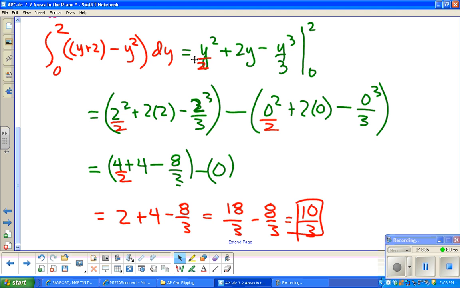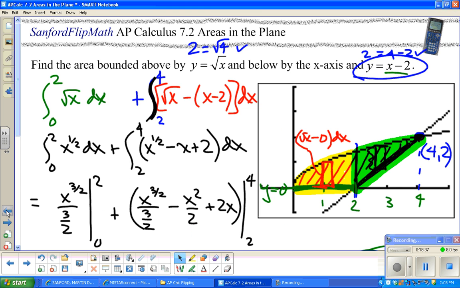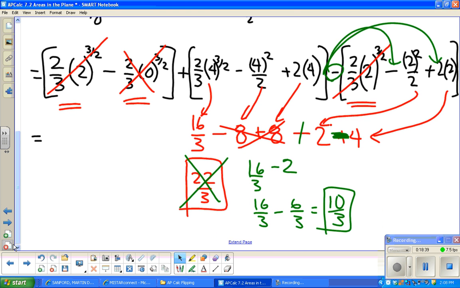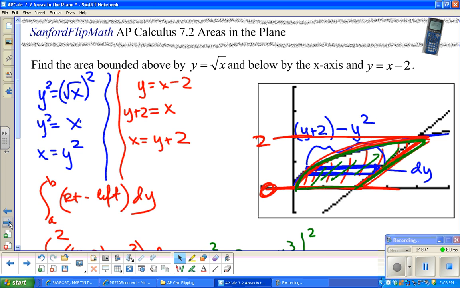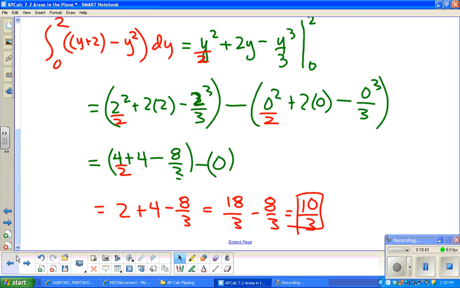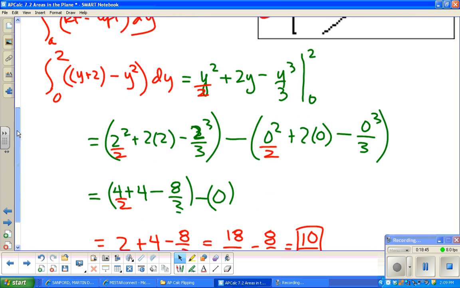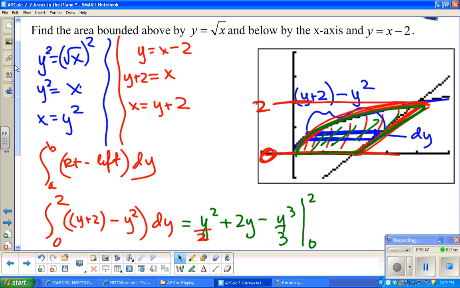Quick little note. We got 10/3 this time, and last time, eventually, we got 10/3. All right, so let me pop back here again just for a second and remind you, the thing that's different about this approach was if we made everything x equals and in terms of y, then that let us not have to break it up into separate integrals. Now, which way's the right way? Yeah, both of them are great.